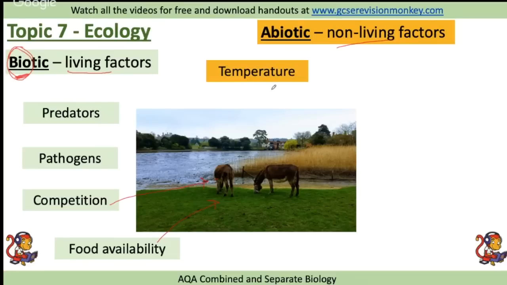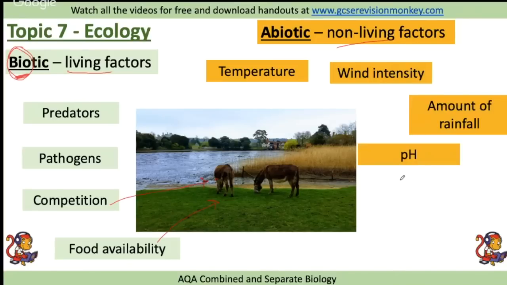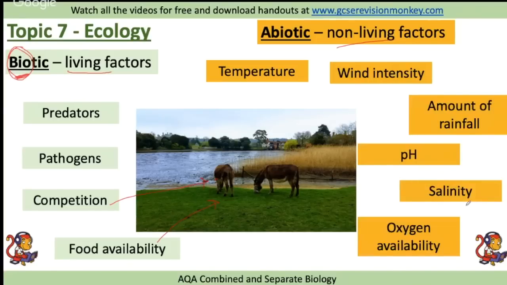Lots to do with weather on this one. So temperature would affect that ecosystem, wind intensity, amount of rainfall, pH, salinity, which is how salty it is, and oxygen availability, for example. Have a look at what situation you're given, because if you're talking about oxygen availability, you're only talking about aquatic environment. So if we're talking about the water here, we'd be talking about things like how salty it is and oxygen and temperature, but obviously we wouldn't be talking about wind with that one so much.